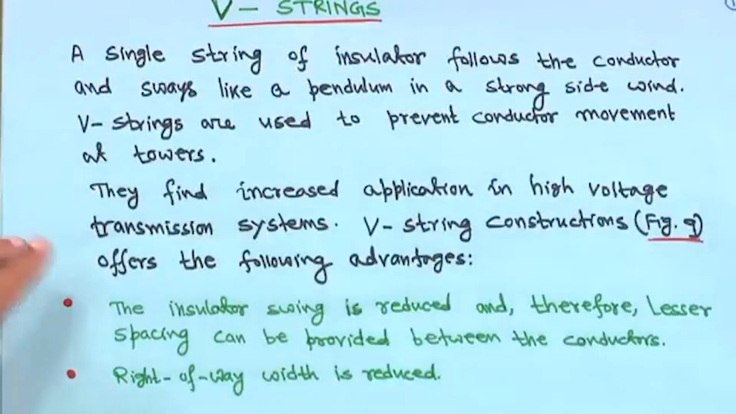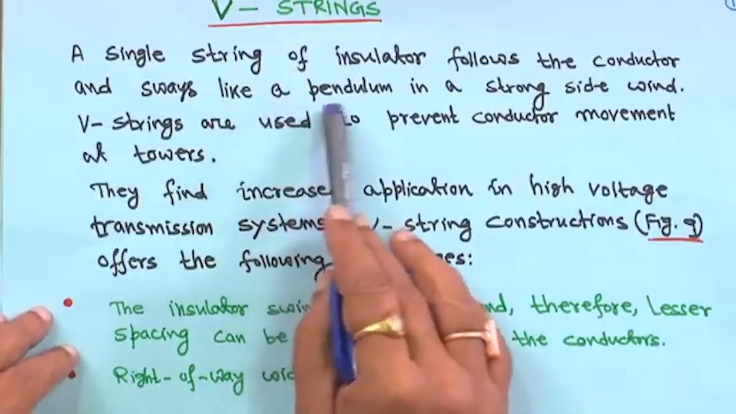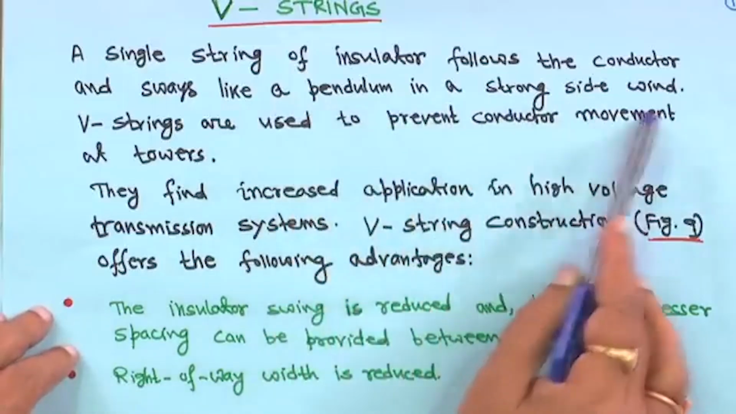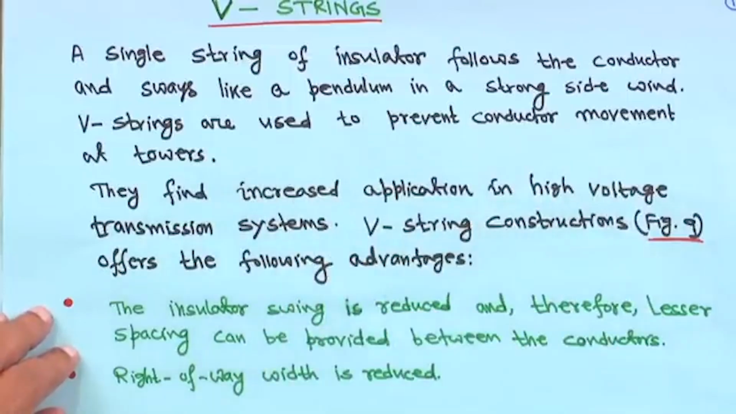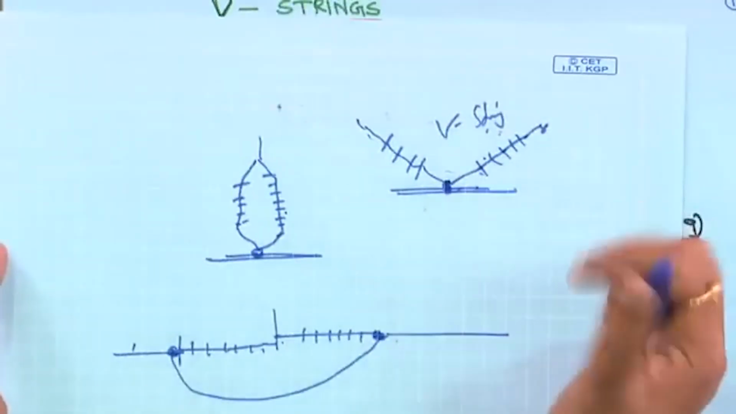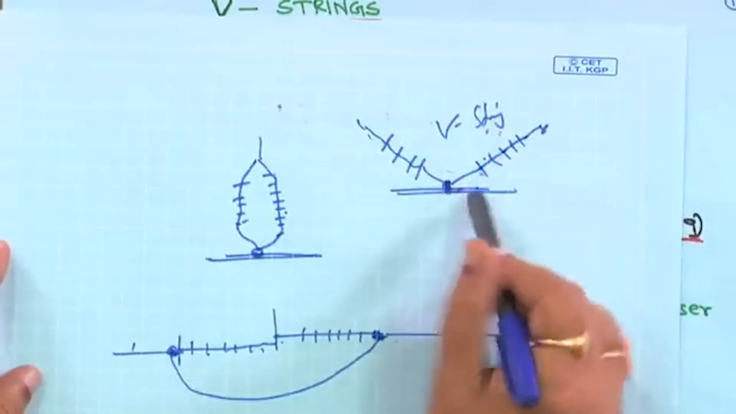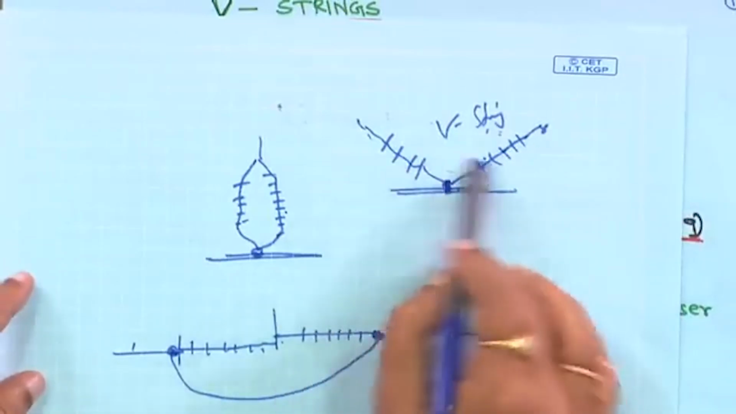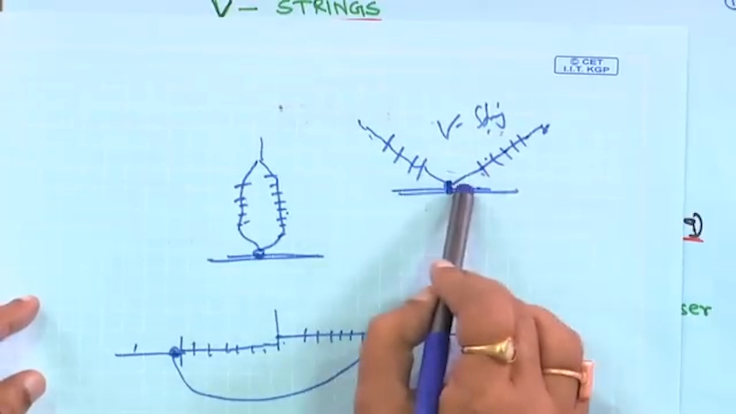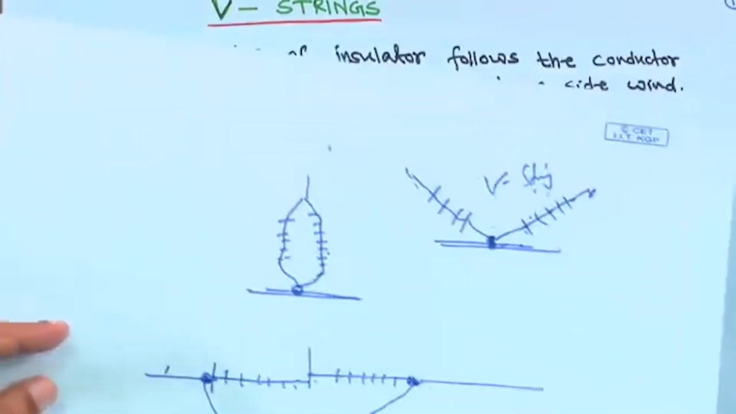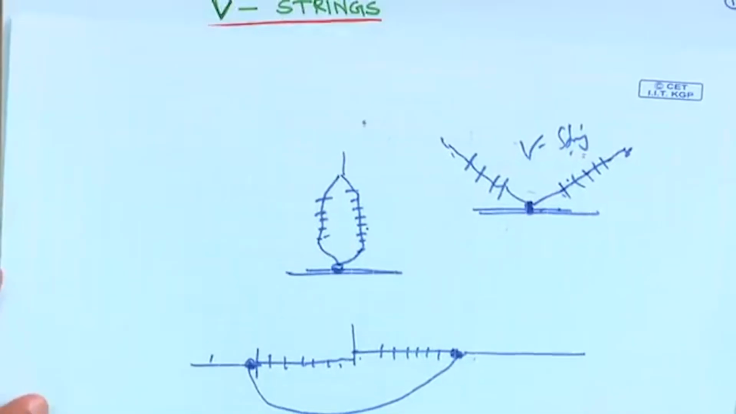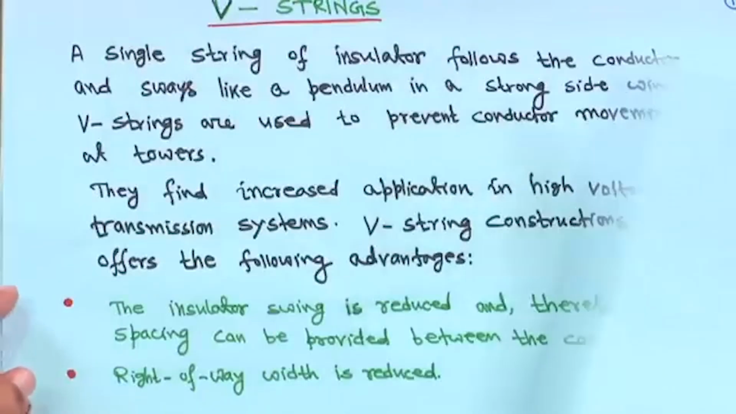The advantage of this is that a single string of insulator follows the conductor and sways like a pendulum in a strong side wind. So, V strings are used to prevent conductor movement at towers. If it is connected like this, one insulator on this side and another on this side, with insulators on both sides, it will balance. So, the conductor swing will be minimal, that is why you can observe this V string connection in many places.